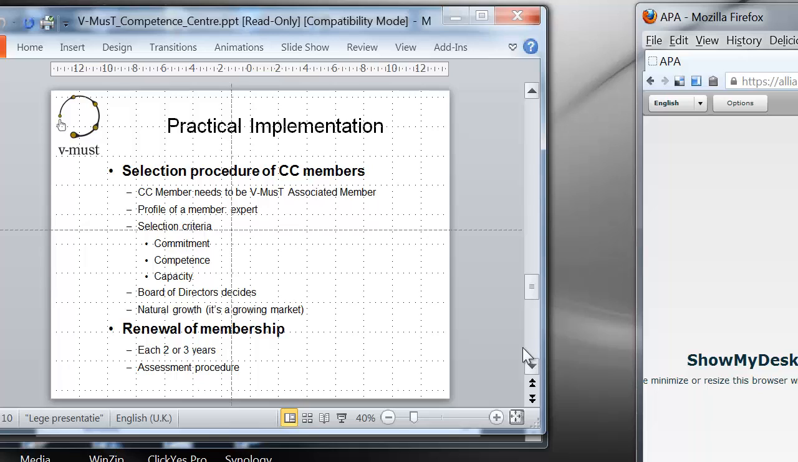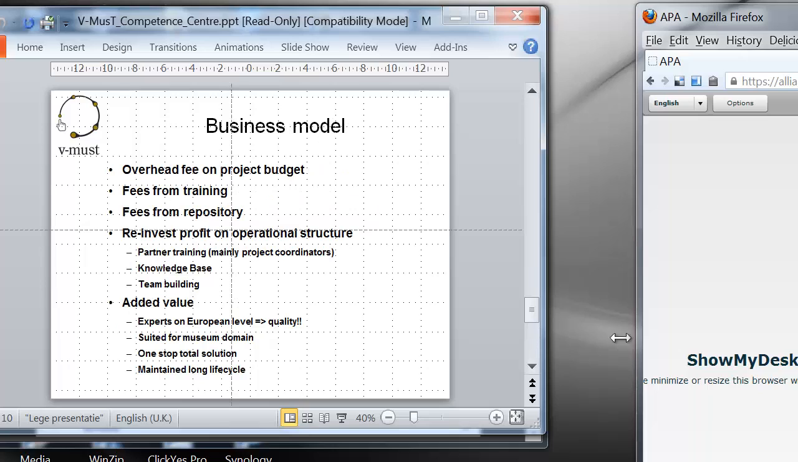And on the other hand, one of the things that we don't want to do is grow too fast. We want to have a very natural growth, because it is a growing market. At this moment, there is a lot of interest in using digital technologies. So we want to keep the best opportunities and take these opportunities so that we have a natural growth of our competence center and not something explosive or forced. And of course, if you're a member of the competence center, the renewal of that membership will be done every 2 or 3 years, also with a certain procedure.